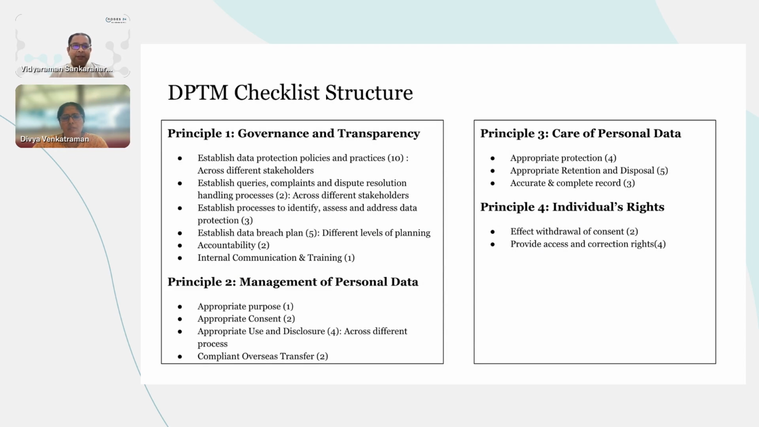This is the checklist structure of the earlier PDF. So you can see that it has a set of principles, 4 principles, and then there are a number of sub-requirements which each talk about different stakeholders and different specific requirements around privacy.